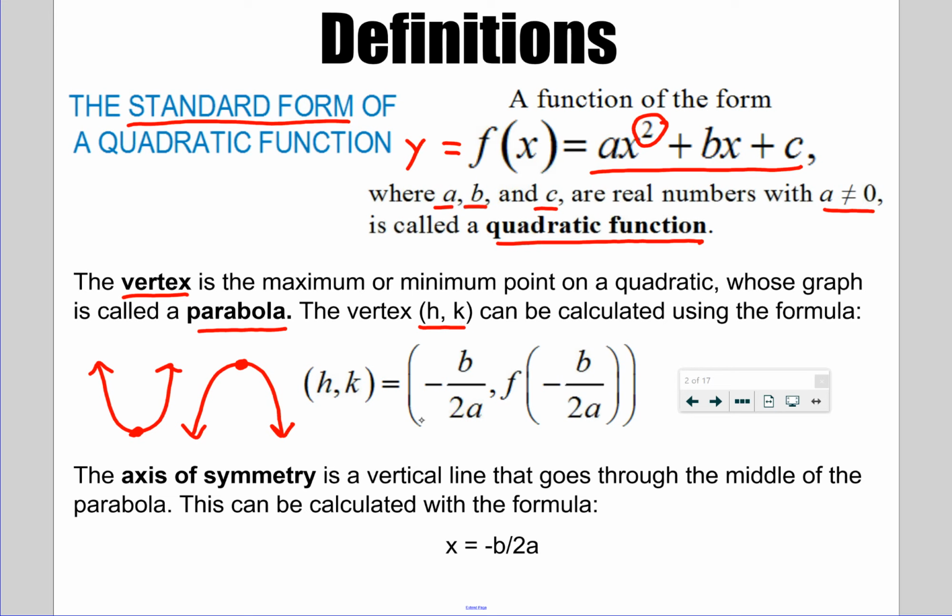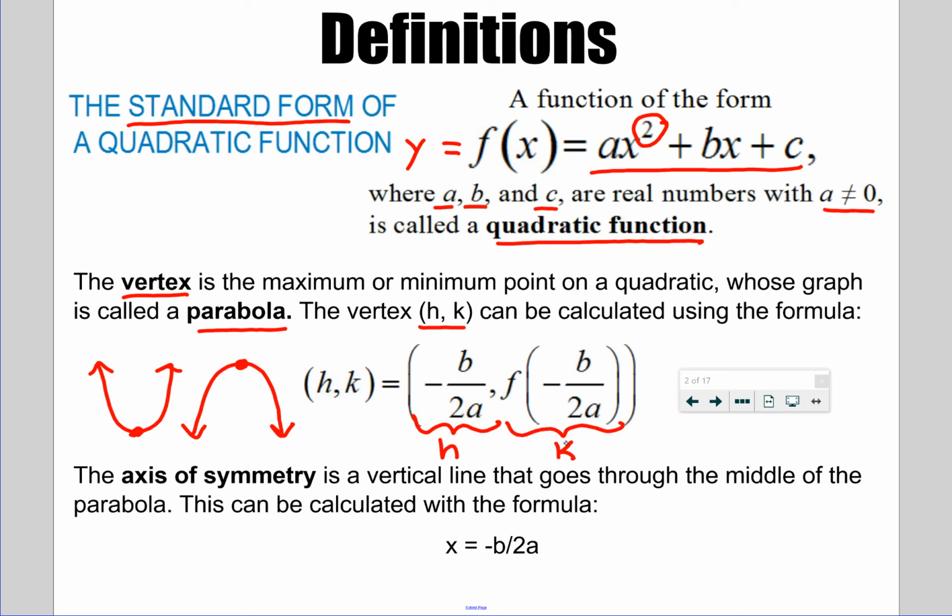The vertex, which we describe as (h, k), can be calculated if you have an equation in standard form using the following formula. To calculate h, we do negative b over 2a, or sometimes we like to say the opposite of b over 2a. So that b and a are coming from that standard form you see on the top. B is the number in front of the x, a is the number in front of the x squared. So the opposite of b over 2a will give you the h, which is really the x coordinate of your vertex.